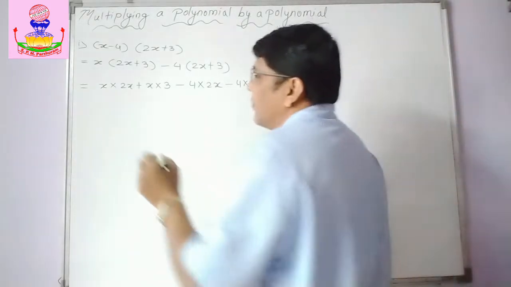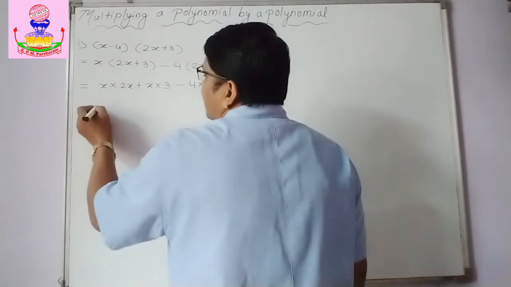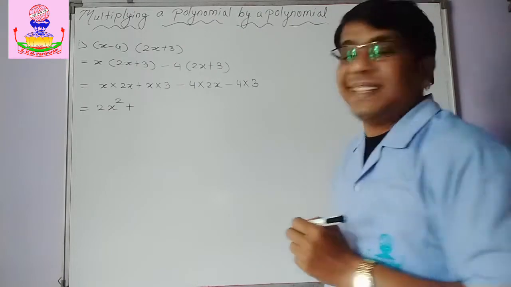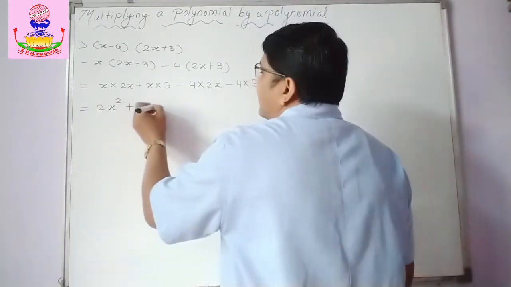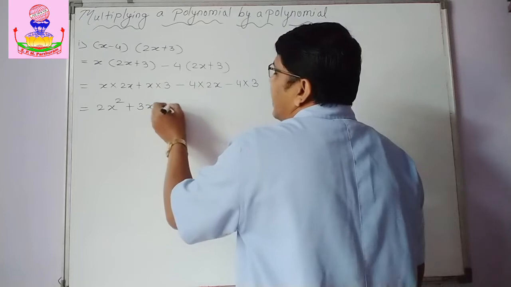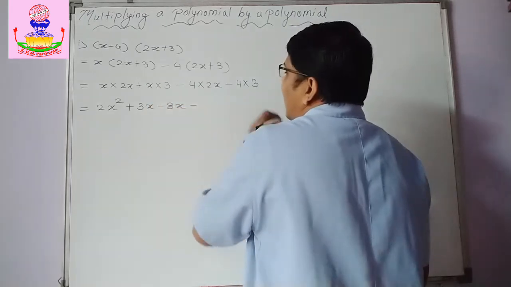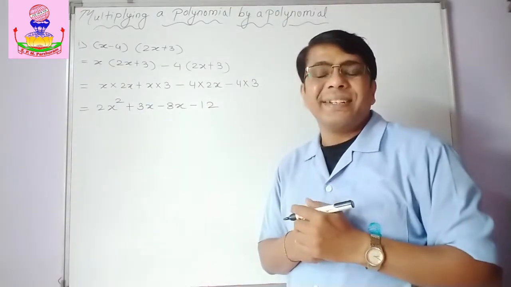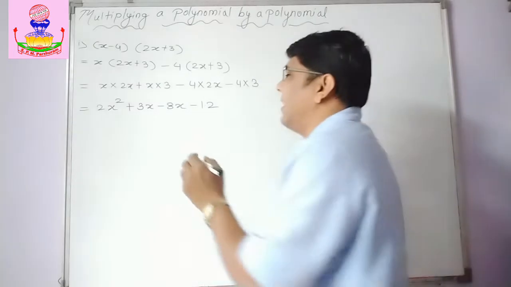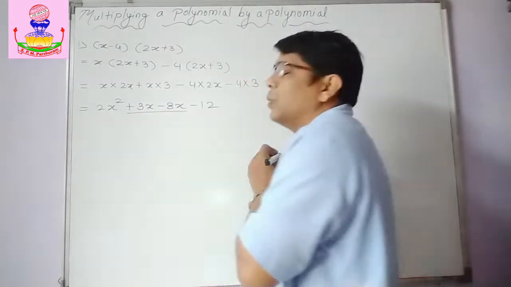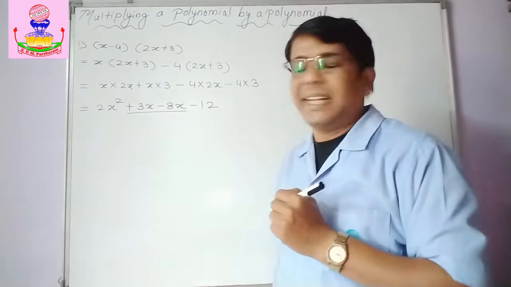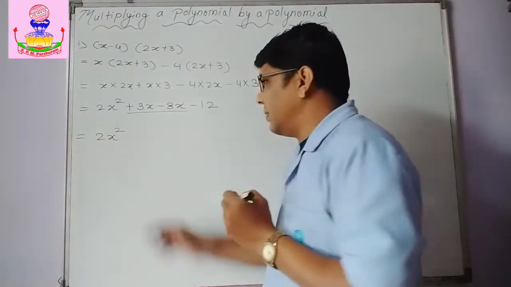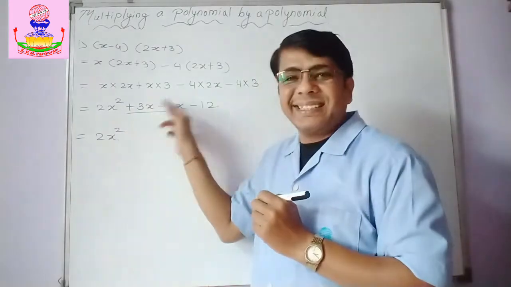Okay, now see, 2 1s are 2, x into x, x square, plus x into 3, that is 3x, minus 4 2s are 8, 8x, minus 4 3s are 12. Now see these two terms. What are they? Oh yes, exactly, they are like terms. So we are supposed to operate on like terms, right? So 2x square. Now see, this is plus 3x minus 8x.